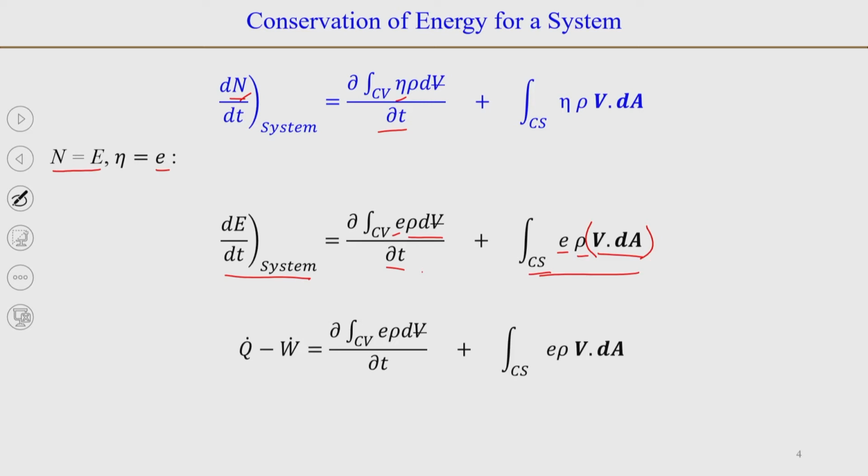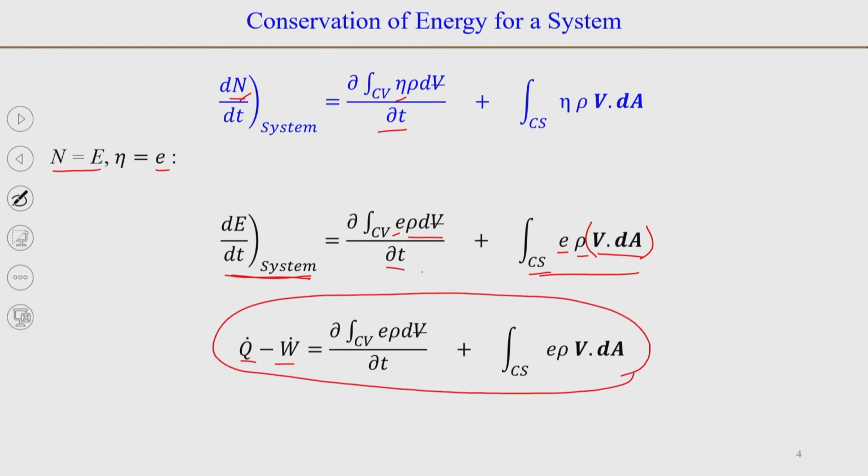So, we use this in the first law of thermodynamics. So, dE/dt is equal to Q dot minus W dot. We replace dE/dt of the system with Q dot minus W dot, and we have the energy conservation in the form for a control volume, or in the control volume formulation.